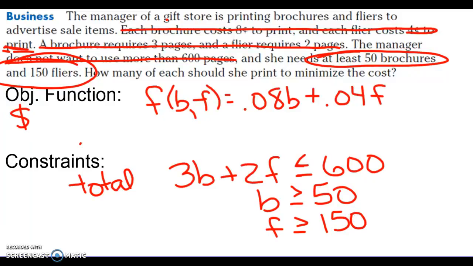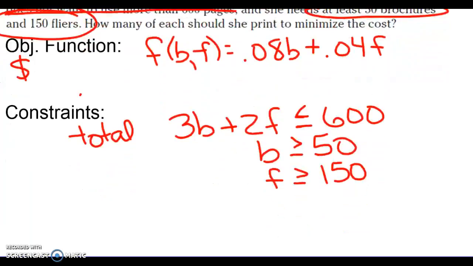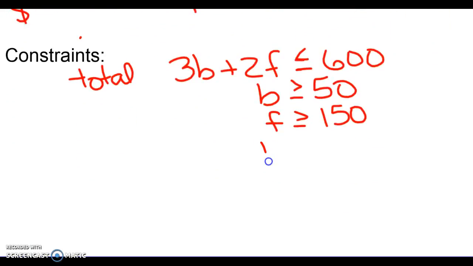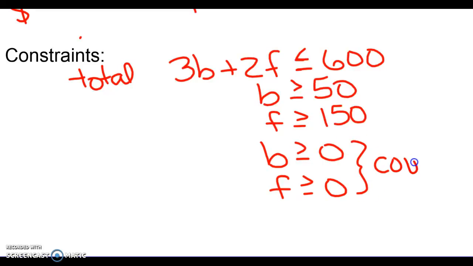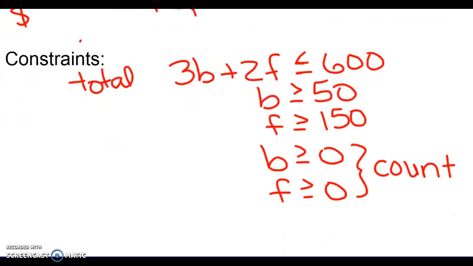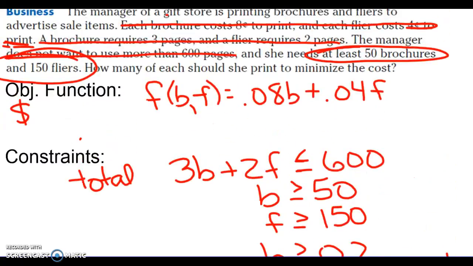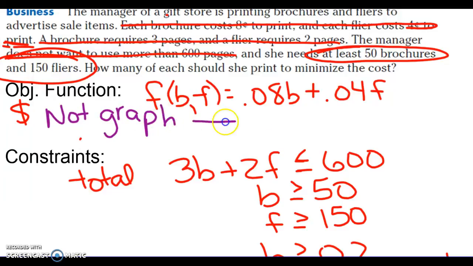And we're also talking about things. So since we're talking about things, you could say B has to be greater than or equal to 0, obviously, and F is also greater than or equal to 0, because these are things you can count. So we don't go into negative numbers. So let's take this information and graph our constraints. Here's one thing you need to remember. We do not graph our objective function. Do not graph this. We're going to use this later. But we are going to graph all of our constraints.